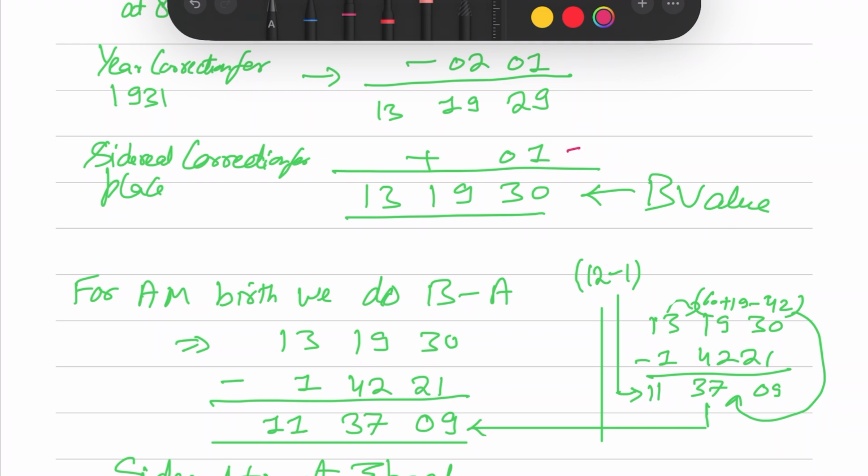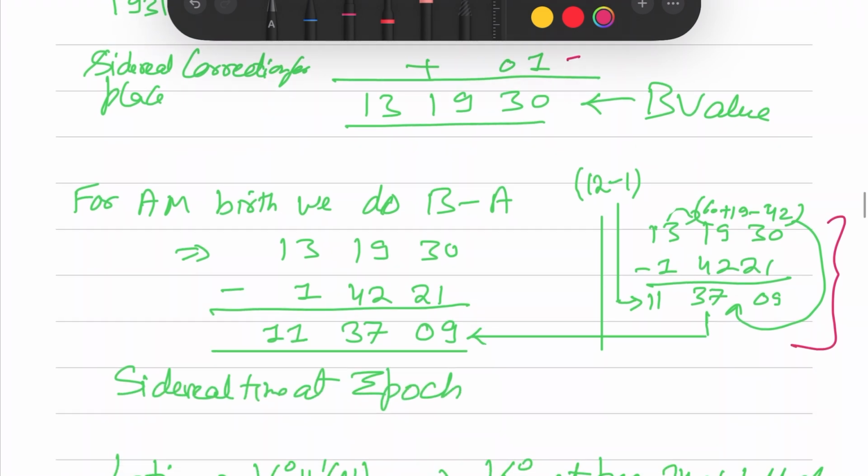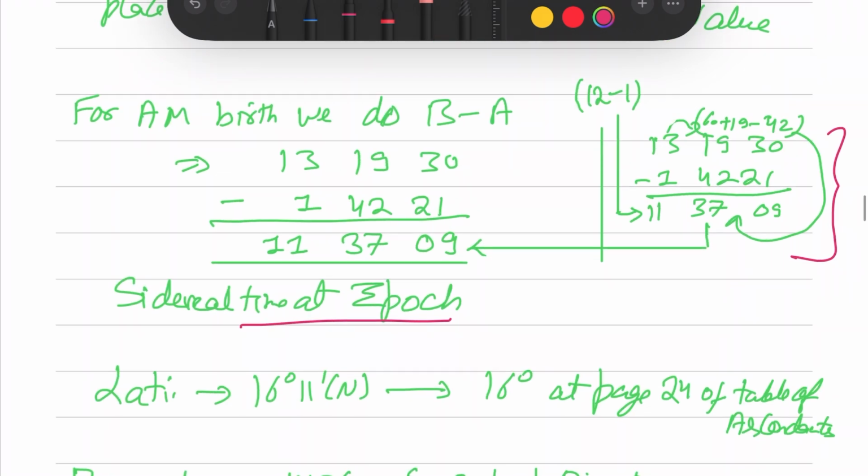And how do we subtract 42 from 19? I have shown this calculation over here. Take a carry from this and do the calculation. So this is the sidereal time at epoch for Ardhaprahara. After that, we'll look at page 24 of the table of ascendant for 16° latitude, because this is the nearest latitude available for 16° 11 arc minutes.